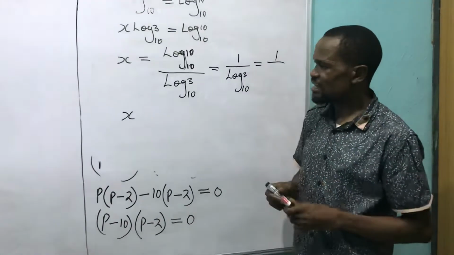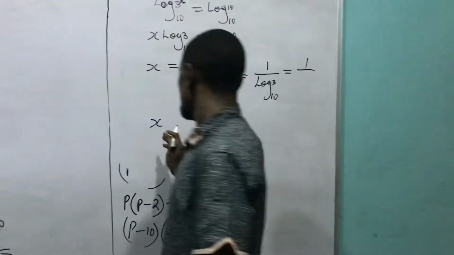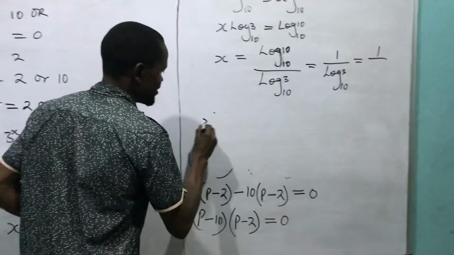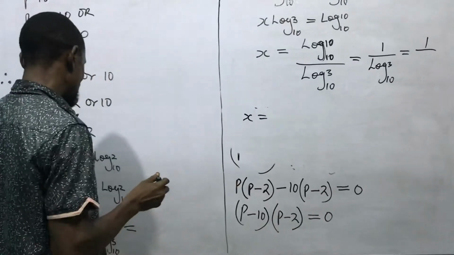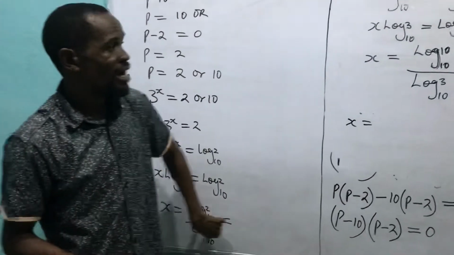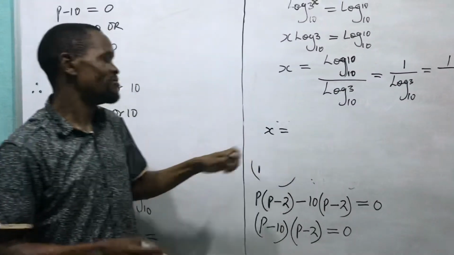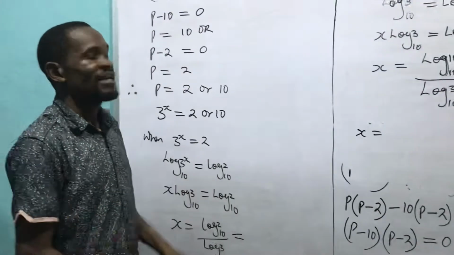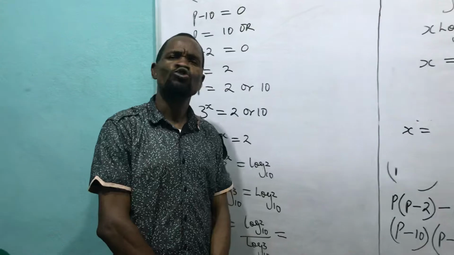You now say that X is equal to either this value or this value. That's the value of X. And that's what I have for you today.